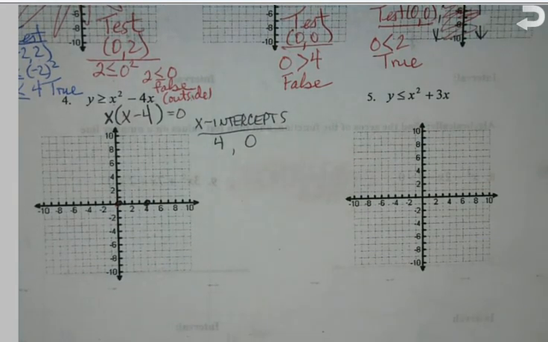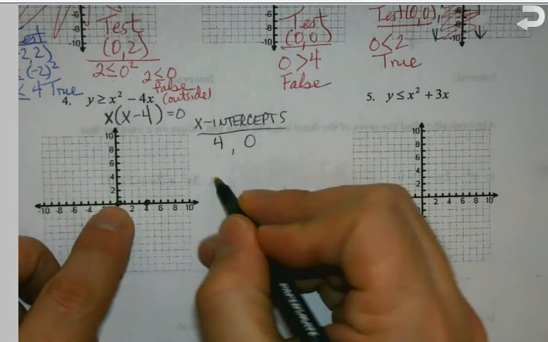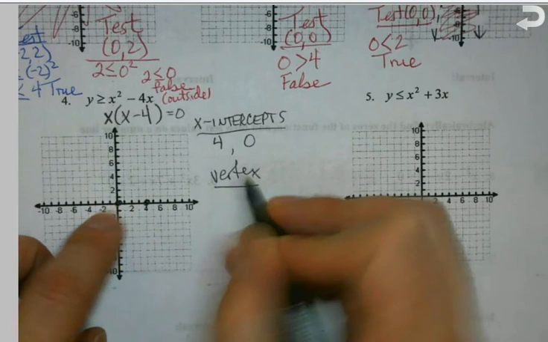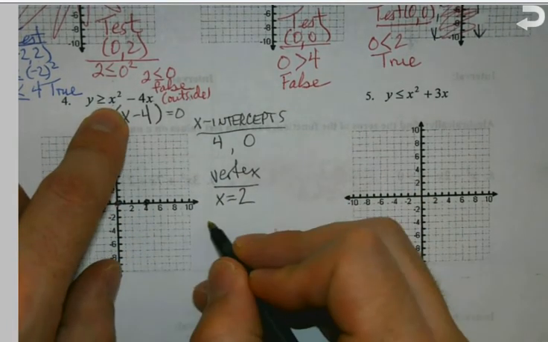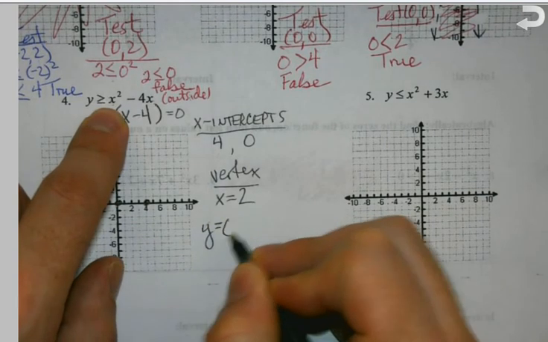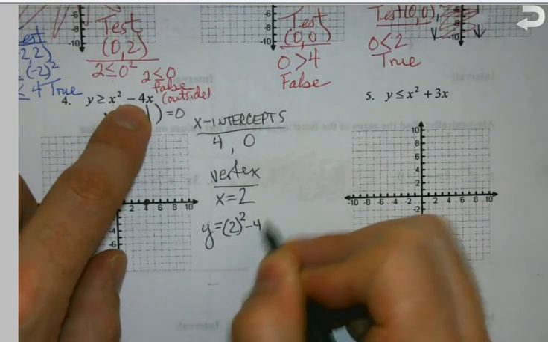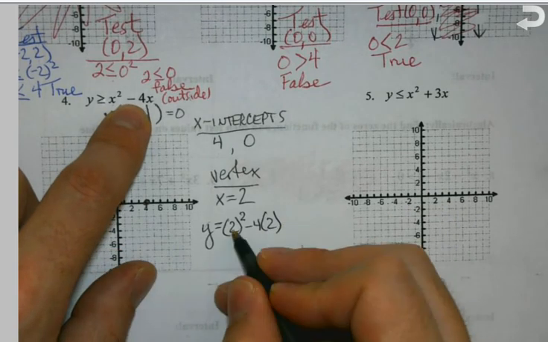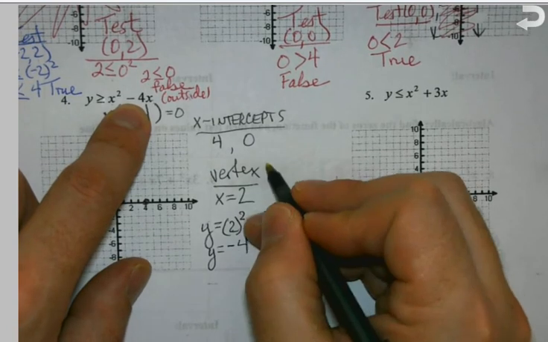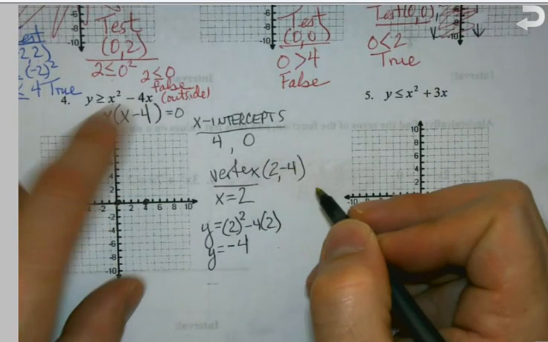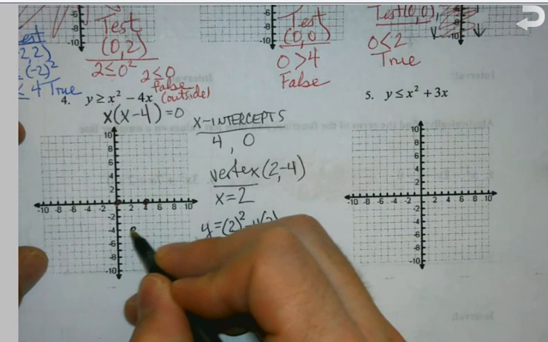So when I get that situated, anybody remember back when we were graphing quadratics with intercepts, how do I find the vertex now? Go in the middle. Okay, so my vertex, go in the middle. My x value is going to be 2, and then plug it in. So then my y is 2 squared minus 4 times 2. 4 minus 8 is negative 4. So my vertex is at 2, negative 4.